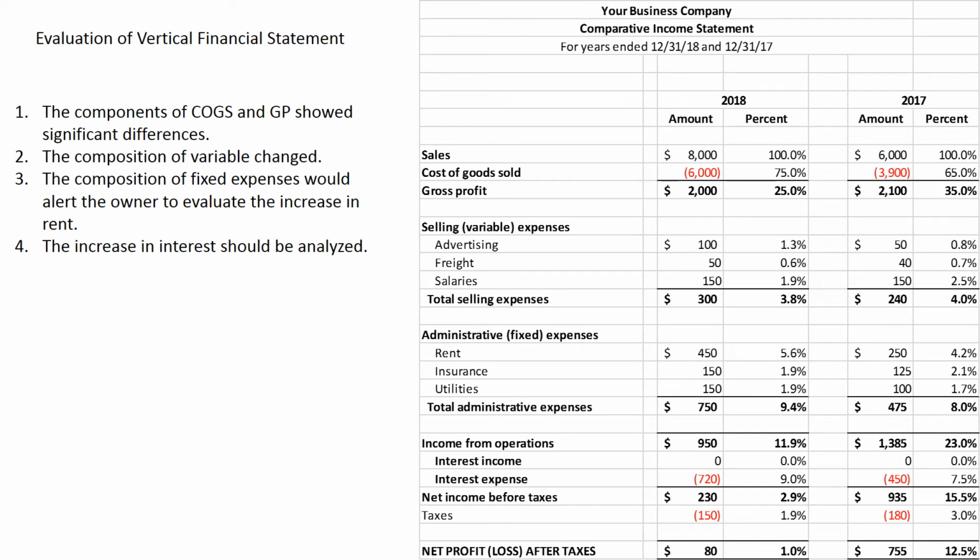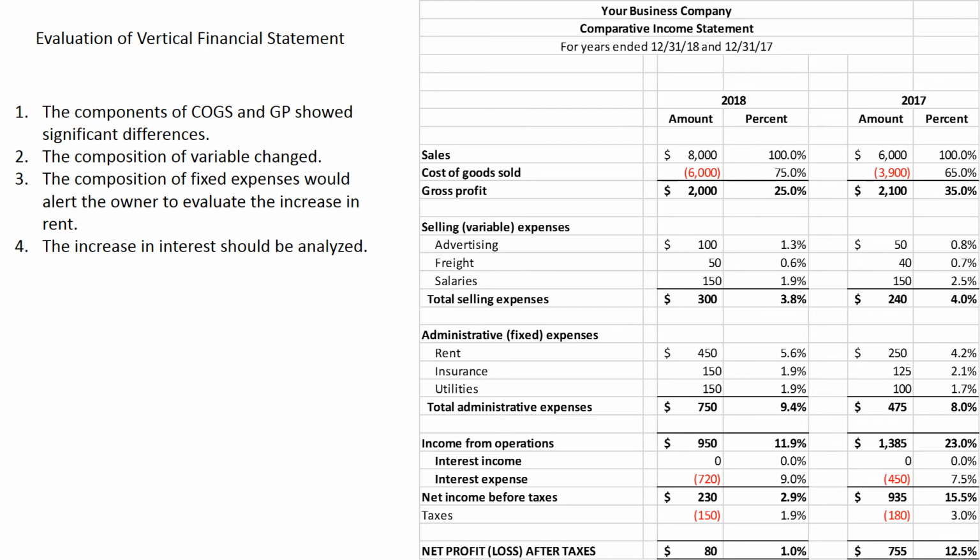The decrease in gross profit margin from 35% of sales to 25% of sales should also trigger the owner to look at the markup. Is the markup too low? Will your customers still buy if you raise the selling price on your products?